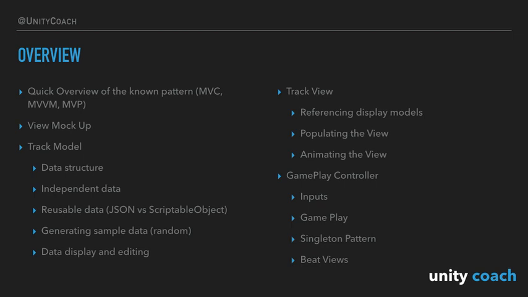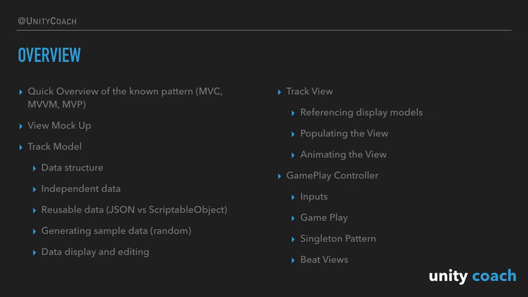Then we're going to touch on the track model. So we're going to touch on the data structure. We're going to make it so that the data is independent from the gameplay. We're going to touch on reusable data and touch on serialization. We're going to touch also on generating sample data randomly, so that we don't have to create our own data at the very beginning of the development. And we're going to touch on data display and editing as well.